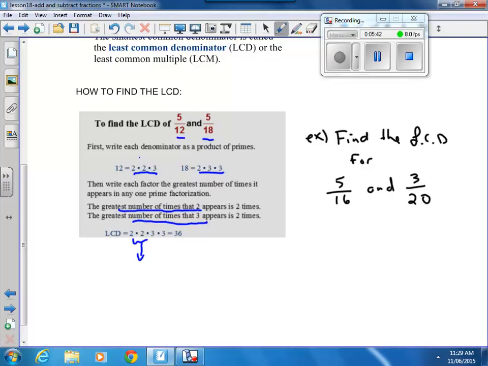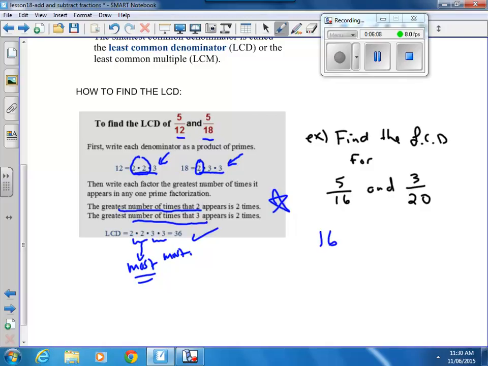So this has 2 2's, this only has 1 2. I took the most amount of 2's that either guy has in their prime factorization. This guy has 1 3, this guy has 2 3's. I took the most amount of 3's that either has in their prime factorization. And I just multiply that out, and I got the LCD. I know that when you read that kind of thing in a book, it doesn't make sense. So let's try this in real time together.